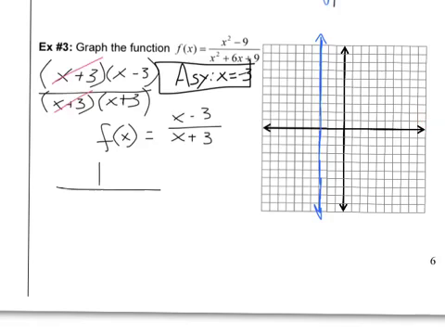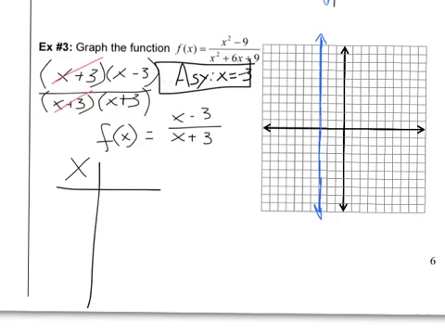So I'm going to use this one to graph, not this original one, because that's what canceling does. It just gives me something simpler to look at. These two things are essentially the same. It's just that this one has a hole at x equals -3, but it also has an asymptote, so we only need to graph the asymptote.